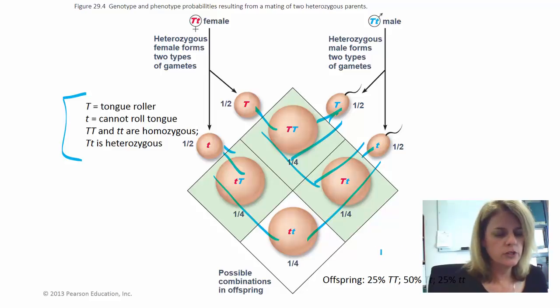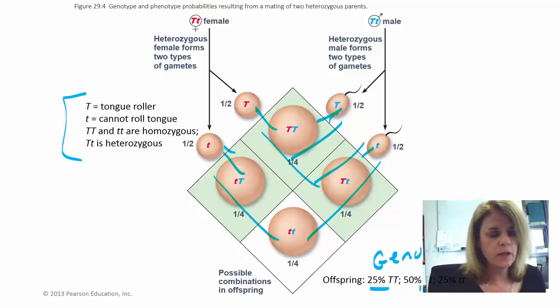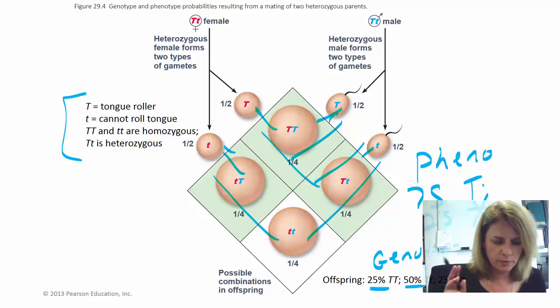So your genotype, you have 25% tongue rollers of TT, 50% big T, little t, and 25% little t, little t. What's the phenotype? 75% tongue rollers and 25% not tongue rollers. Okay? So just remember how to do that.